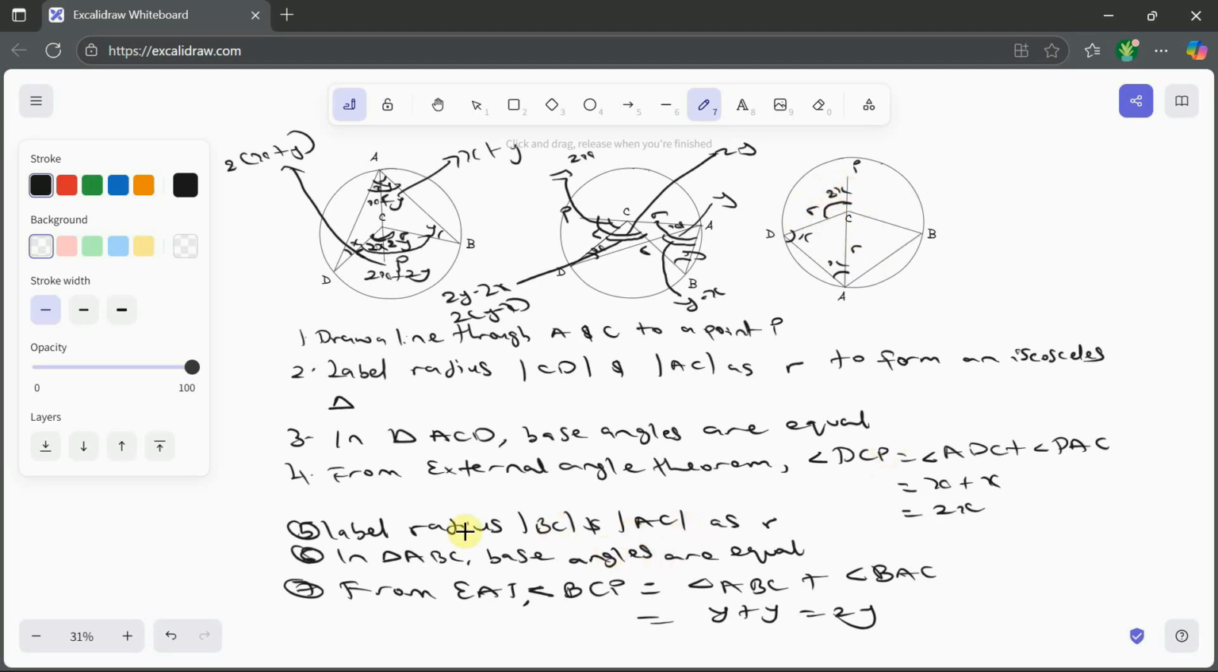And we'll label BC as R and AC as R, right? So from the external angle theorem, we also know what angle BCP is going to be. When we label this as R, of course, this is the triangle here. So the base angles, this is y, this is y, right? So from the external angle theorem, BCP is going to be 2y, because if you look at the triangle, this is the external angle.